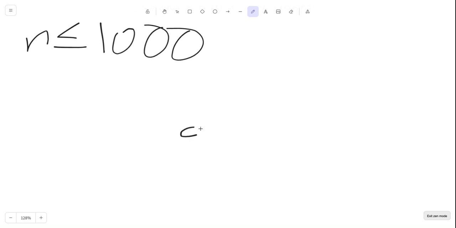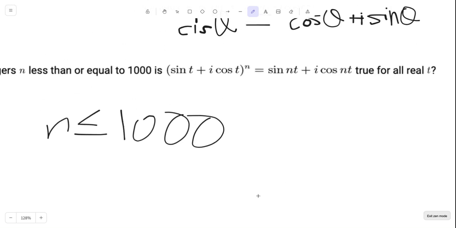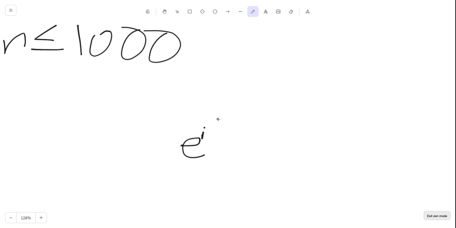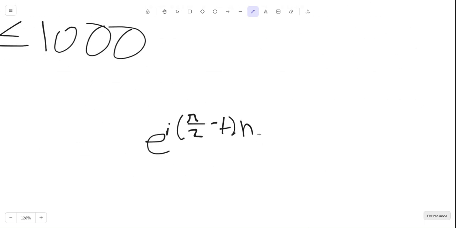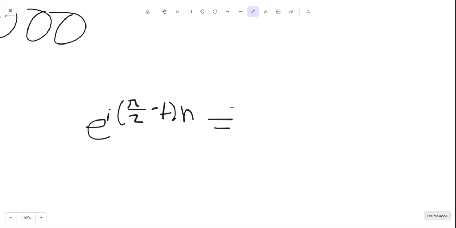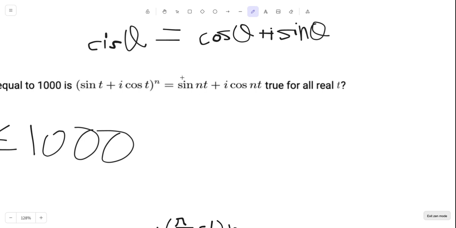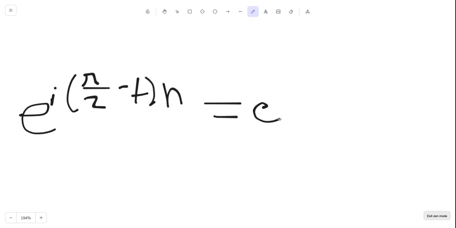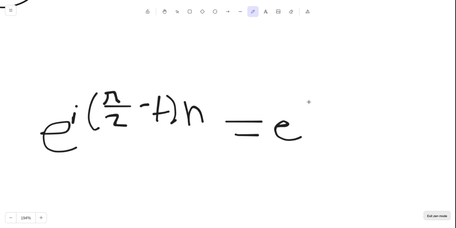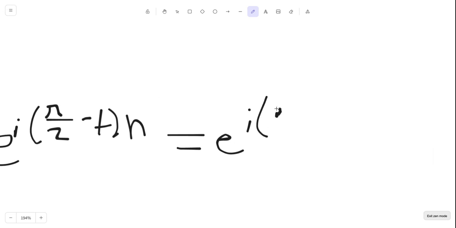What this equation gives us, I'm going to write in exponential form. So e to the i, I'm going to use pi over 2 now, pi over 2 minus t, raised to the n power, just multiply the power by n, is equal to the right hand side, if we plug in nt for t instead. Be careful, this is different because you're plugging in nt instead of t. So this just gives us the co-angle identity, except we substitute nt.